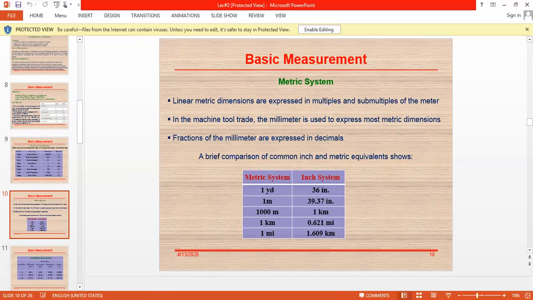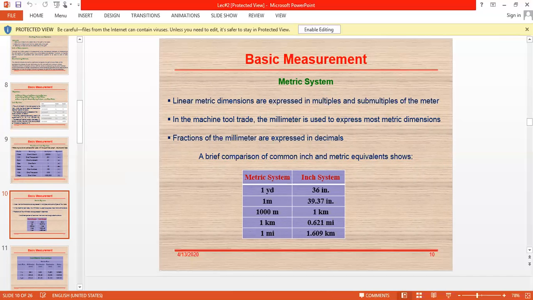Basic measurements. Metric system. Linear metric dimensions are expressed in multiples and sub-multiples of the meter. In the machine tool trade, the millimeter is used to express most metric dimensions. Fractions of the millimeter are expressed in decimals. A brief comparison of common inch and metric equivalents is shown.